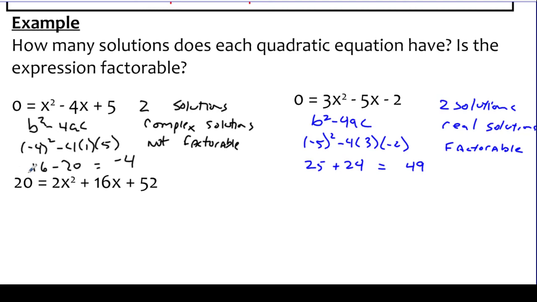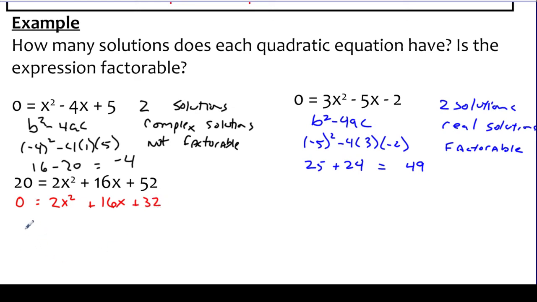In this case, we have to watch out for something. b squared minus 4ac is a part of the quadratic formula, and the quadratic formula stipulates that it must be set equal to 0 before you can use it. So in this case, let's do that first. It can't be equal to 20. So first, let's make it usable in the quadratic formula by subtracting 20 on both sides. When I subtract a 20 here, I get 32.